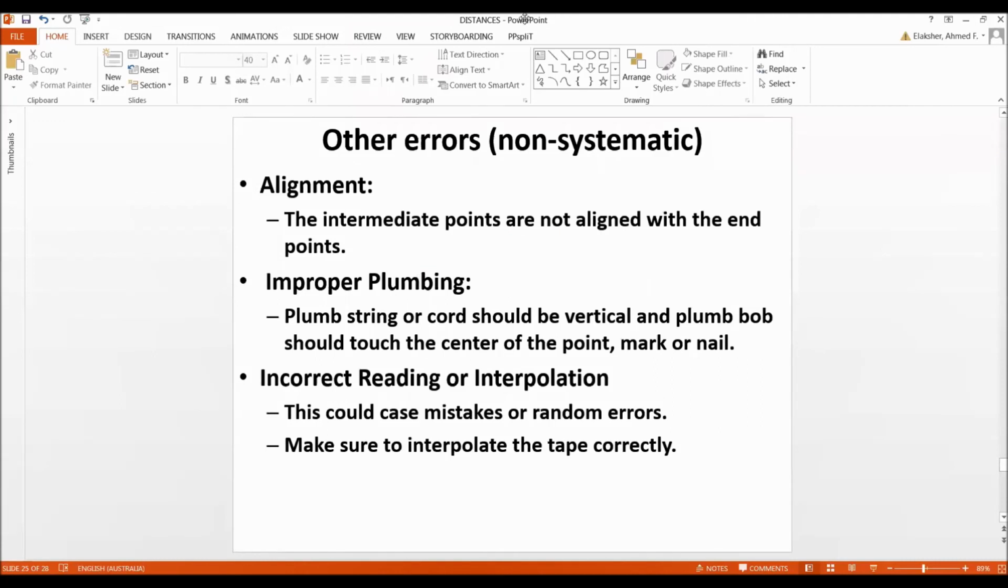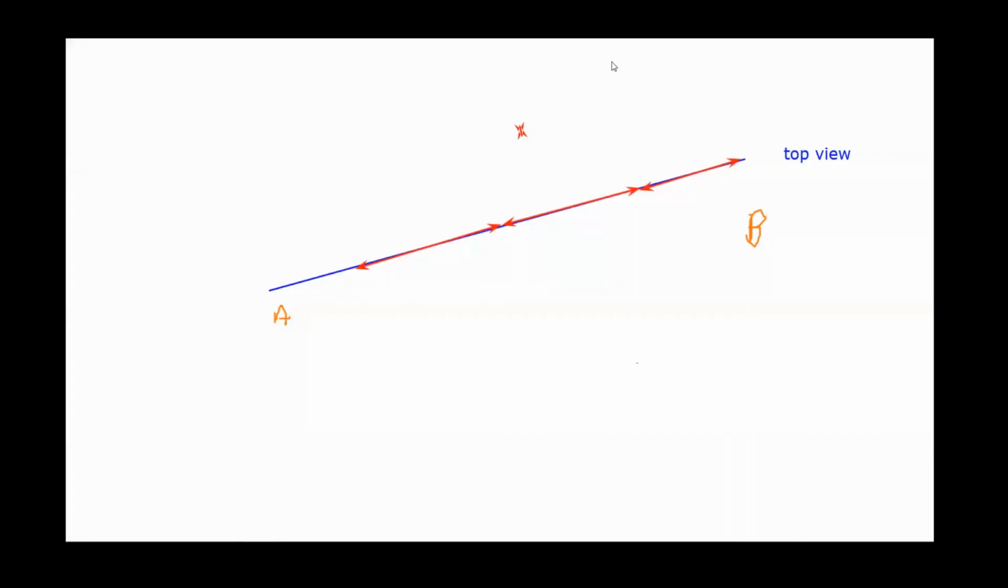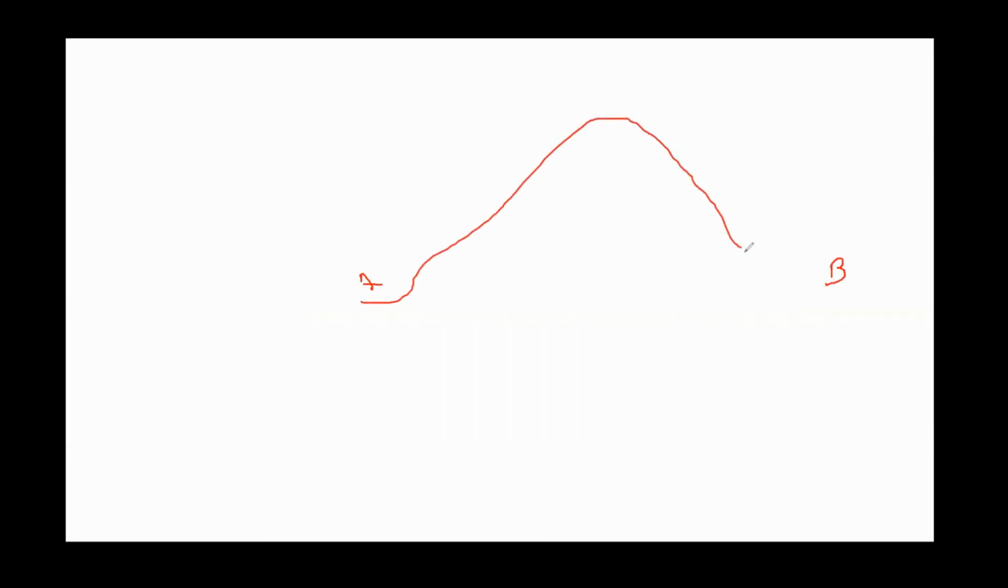Improper plumbing. Let's take a look. You have point A, you have point B, but the side view looks something like this. That's a side view. The one before was a top view. Use a plumb bob. This is your point.